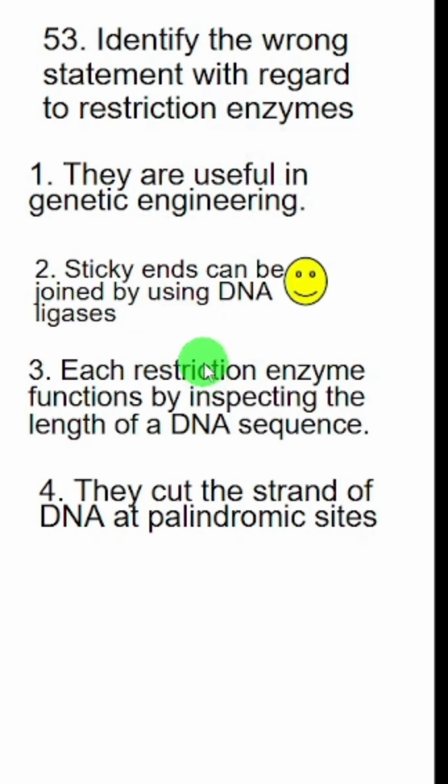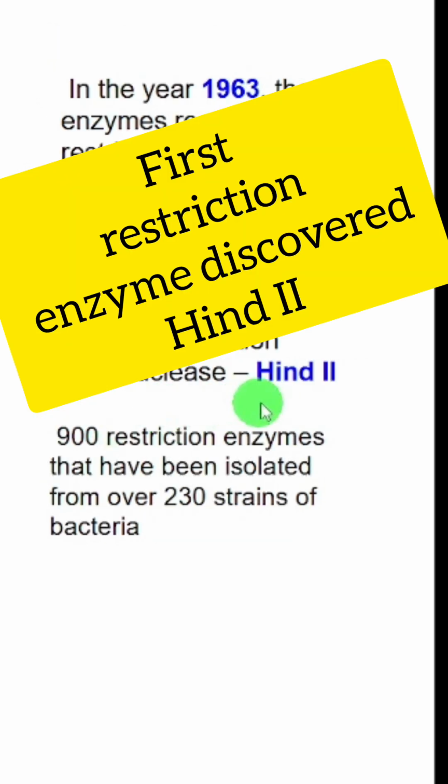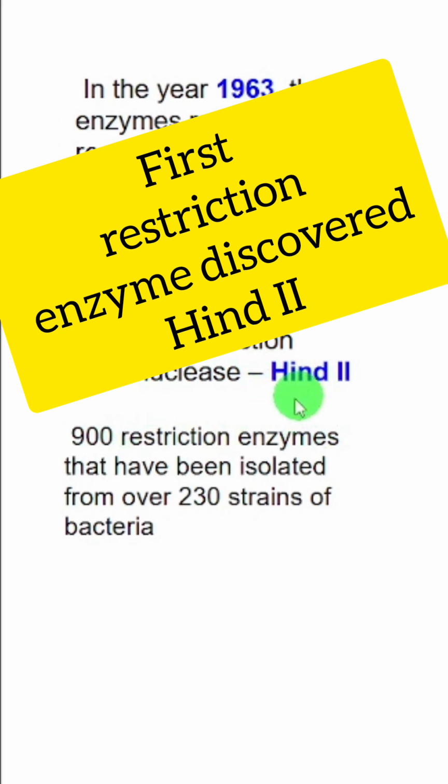So let's use this question as an opportunity to revise everything about restriction enzymes. The first restriction endonuclease is HindII. This is important. This can be asked in the exam. And these are some numbers. 900 restriction enzymes have been isolated from 230 different strains of bacteria.